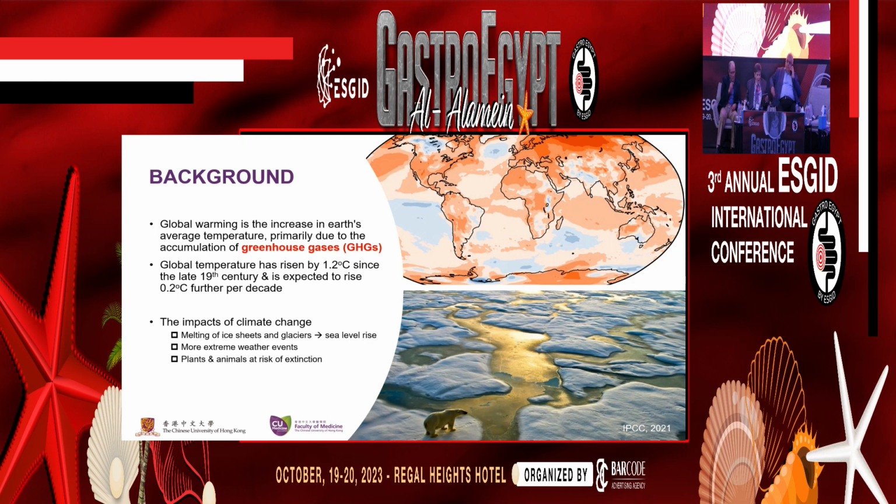significant change of the ecosystem, including sea level rise, and also we are facing more extreme weather events such as hurricanes and heat waves. And because of the change in habitat, many plants and animals are at risk of extinction.